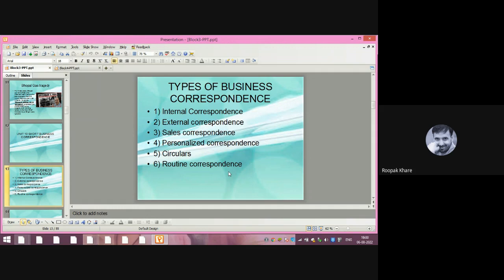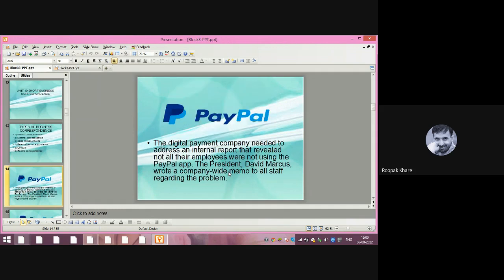A circular is a written piece of information which circulates certain information intended to be spread commonly among a certain group of people. Then there is routine correspondence. These are the types of business correspondences. Let us take some examples of this now.